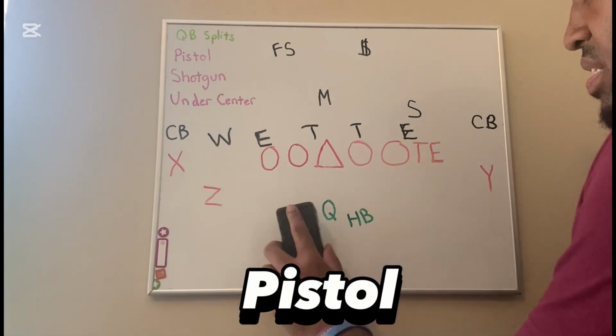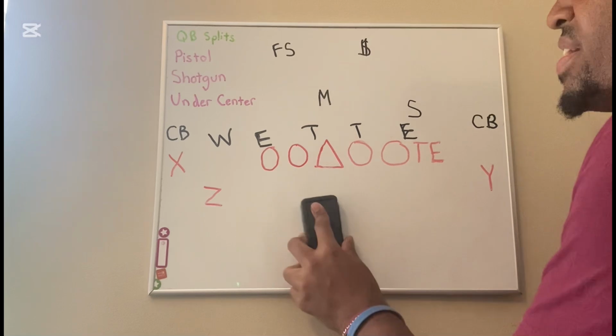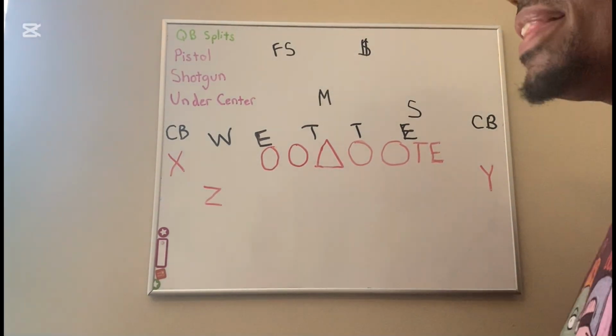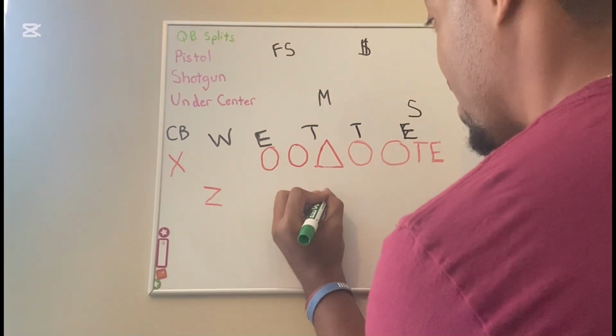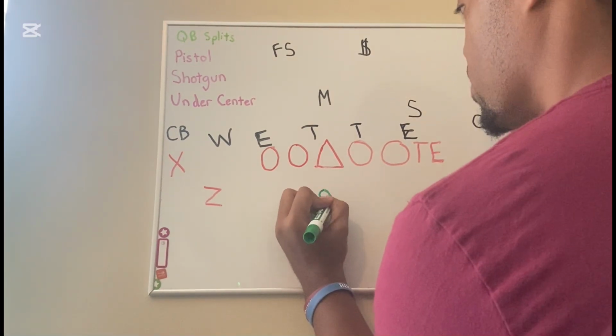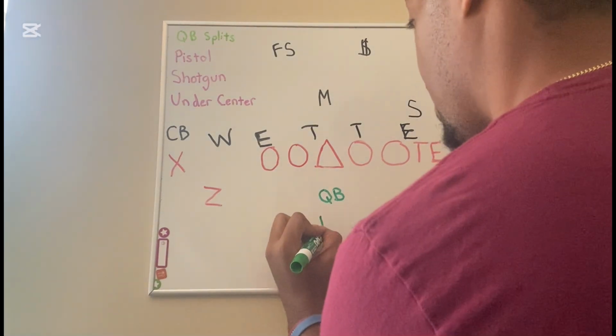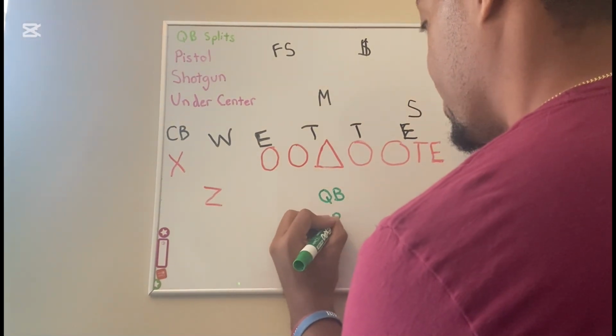Now the pistol formation is a variation of both under center and shotgun. So what I mean by that is it's right in the middle. The quarterback is about 3 to 5 yards off the center, and the halfback is behind the quarterback.